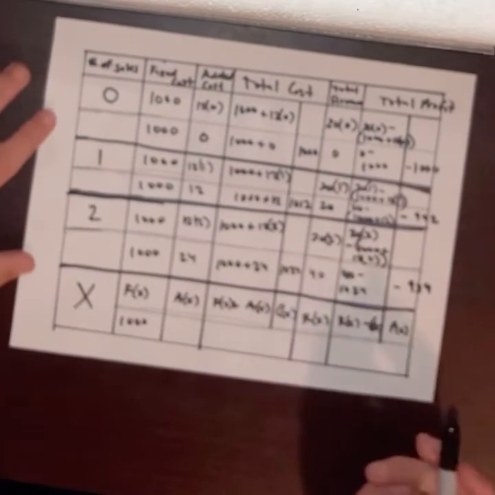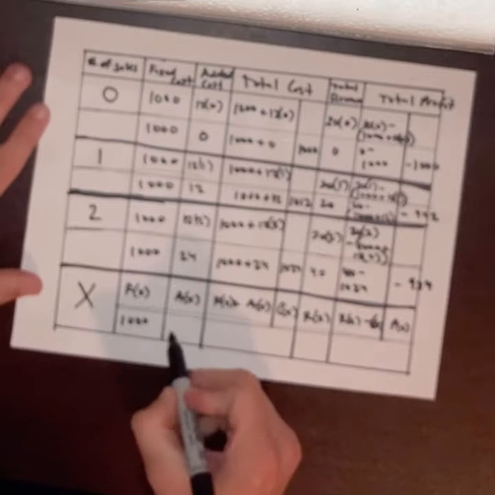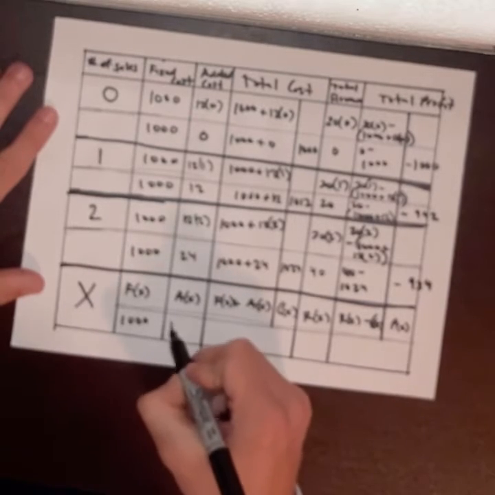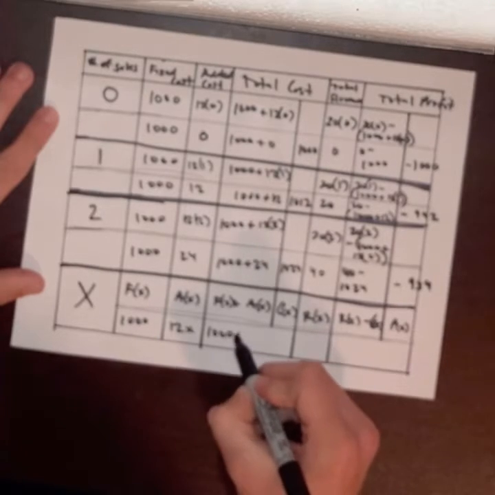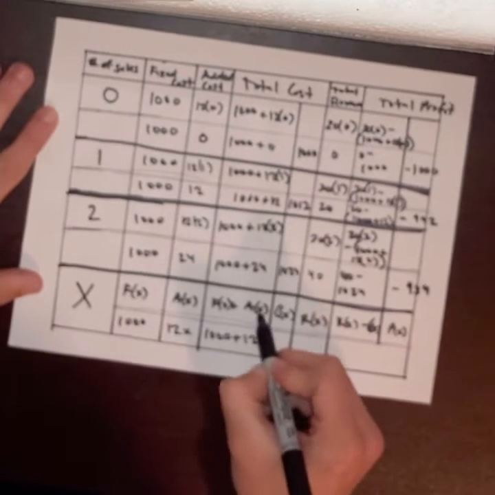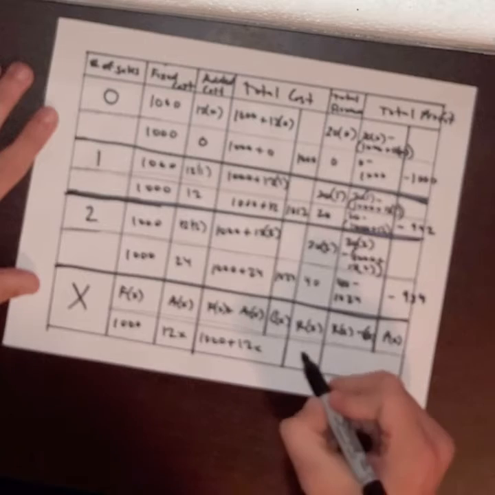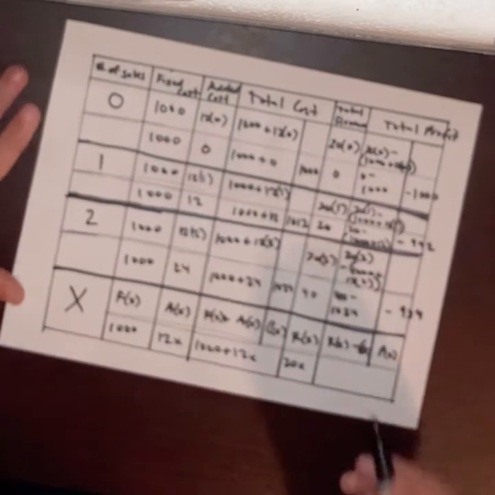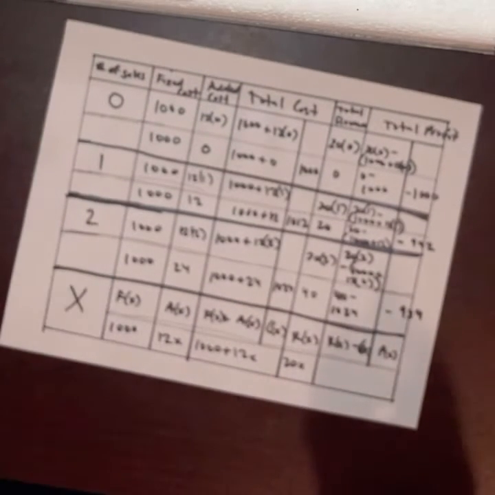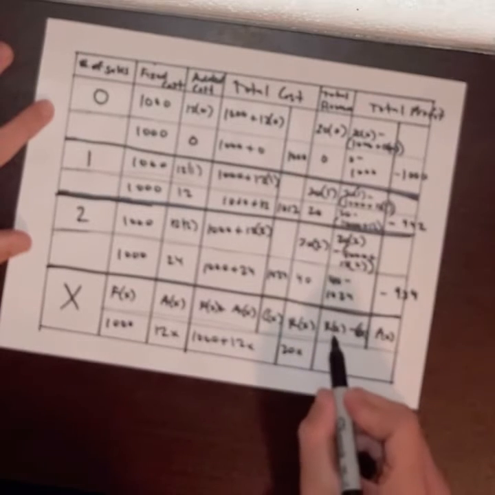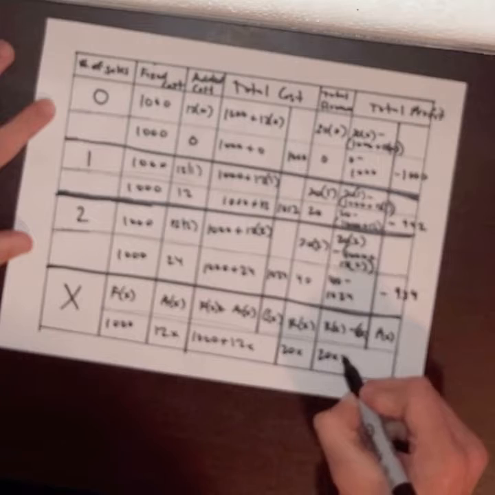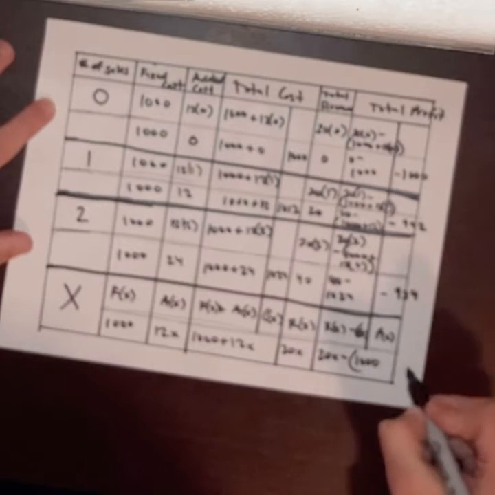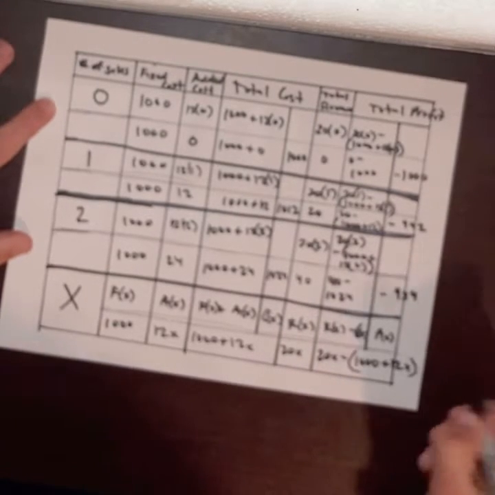So I figured out that it's always going to be 1,000 for the fixed cost. The added cost is going to be 12x. So total cost would be 1,000 plus 12 of x because it's f of x plus a of x. The revenue is always going to be 20x because I sell each t-shirt for $20. And then the total is going to be revenue minus cost. So 20x minus 1,000 plus 12x.